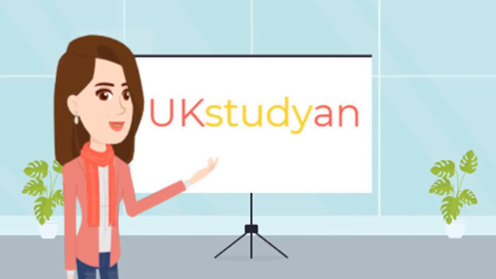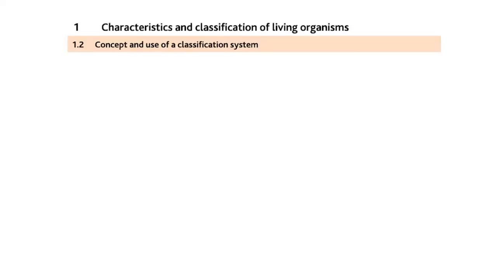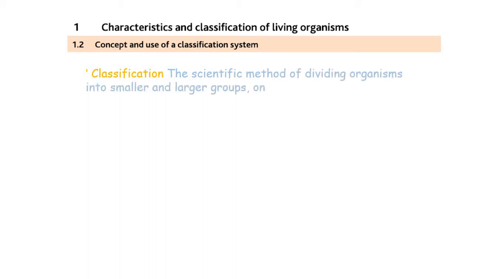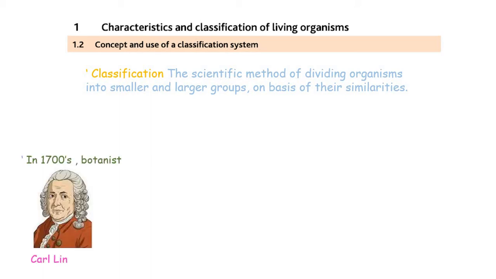Welcome everyone. Today we're going to talk about chapter 1 from the syllabus, 1.2, concept and goals of classification. Note that classification is a scientific method of dividing organisms into smaller and larger groups on the basis of their similarities. This was started in the 1700s by a botanist named Carl Linnaeus.